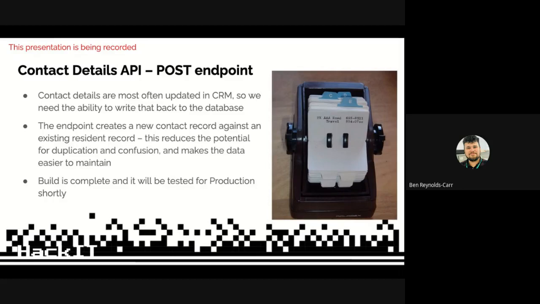Creating a new record returns a 201 response, which basically confirms that the resident information has been updated with a newly created record. The build is complete, and we're going to be testing for production very shortly.